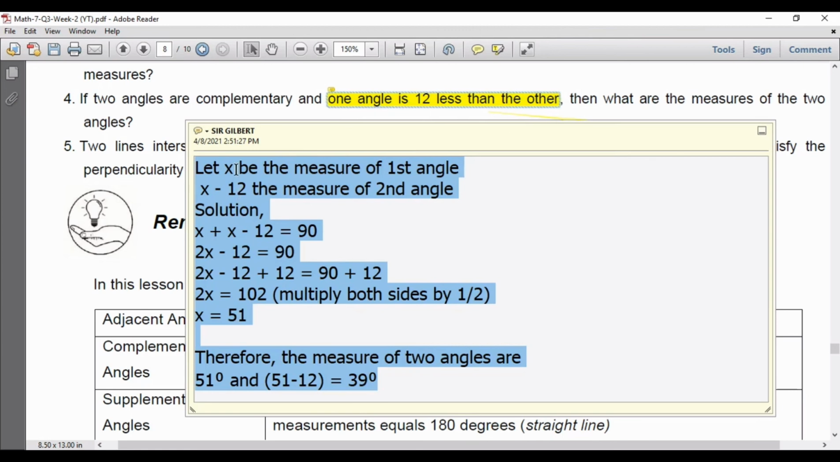If x equals 51, what are the measures of the two angles? 51 degrees for x, then x minus 12. Since x is 51, this must be 51 minus 12 equals 39 degrees. So 51 and 39 degrees are the measures of the two angles. Is 51 plus 39 equals 90? Yes, so that's correct.